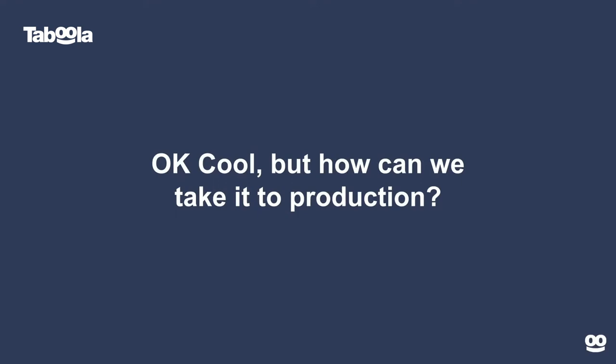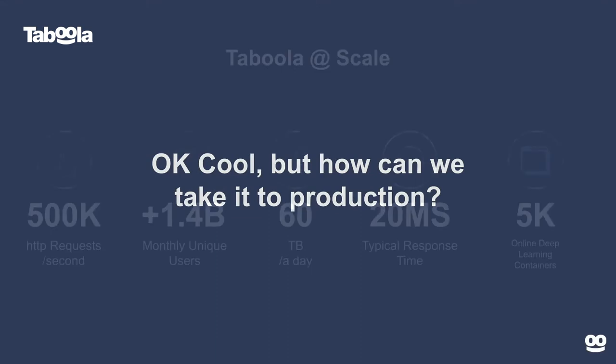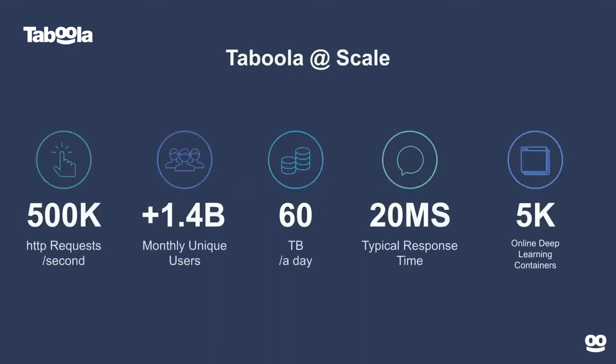Now let's see how we can move to production with such systems, and why we want to consider production. Because at Taboola we have very big data and a very huge recommendation machine, which serves 500,000 requests per second, which means that we gather 60 terabytes per day, and we have a strong requirement for our models to serve in less than 20 milliseconds, which is a very strict requirement for production systems. And this whole infrastructure lets us have 1.4 billion monthly unique users.